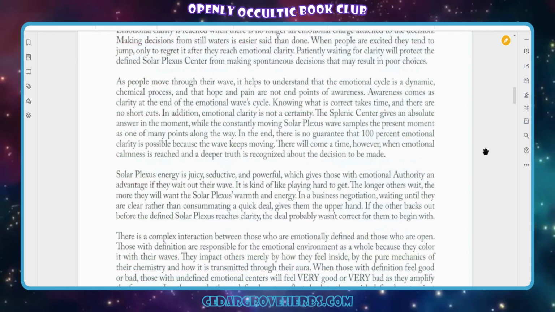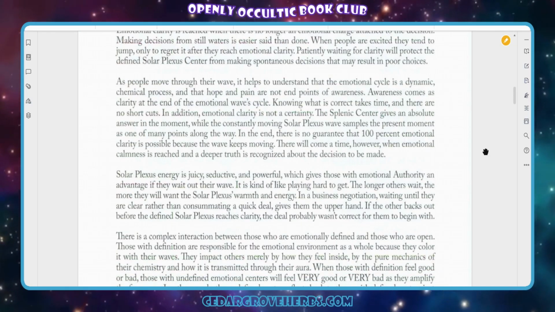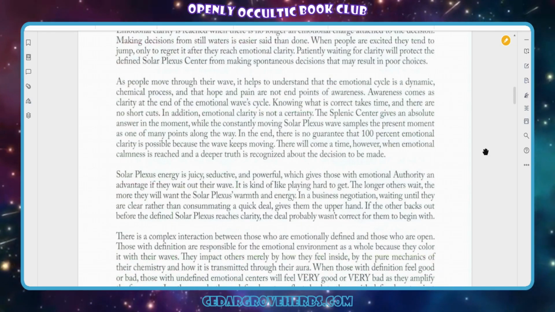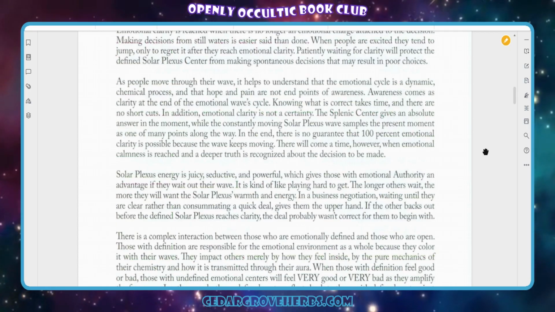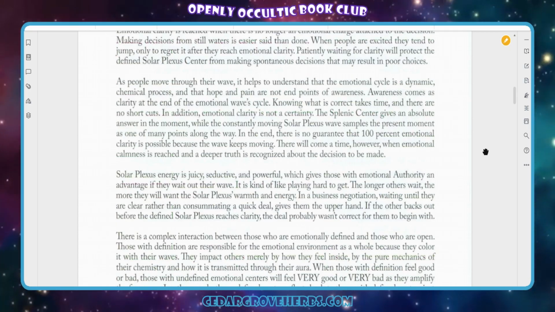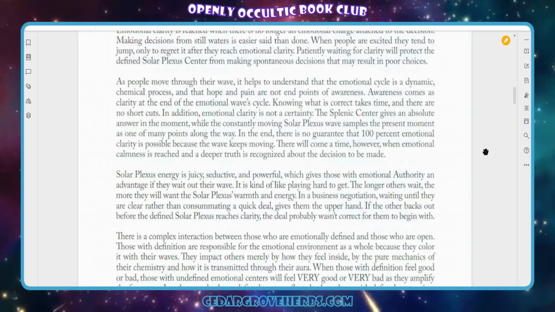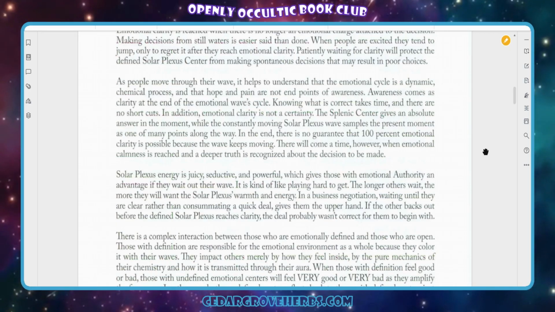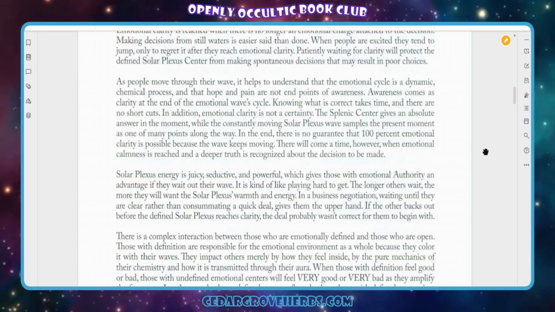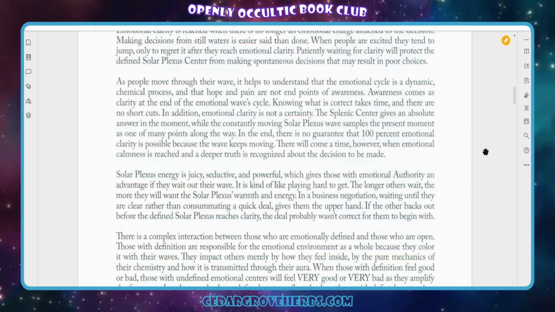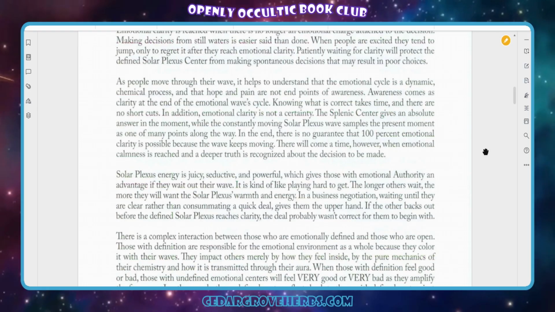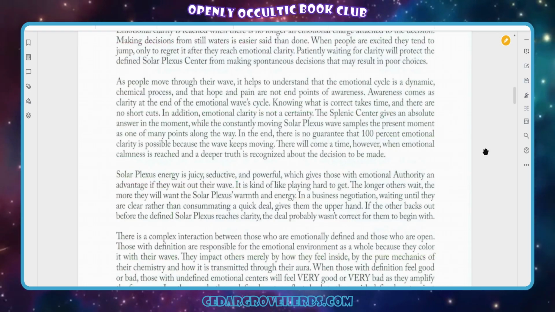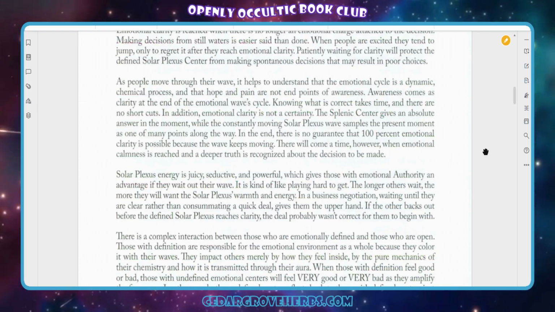As people move through their wave, it helps to understand that the emotional cycle is a dynamic chemical process and that hope and pain are not endpoints of awareness. Awareness comes as clarity at the end of the emotional wave's cycle. Knowing what is correct takes time, and there are no shortcuts. In addition, emotional clarity is not a certainty.